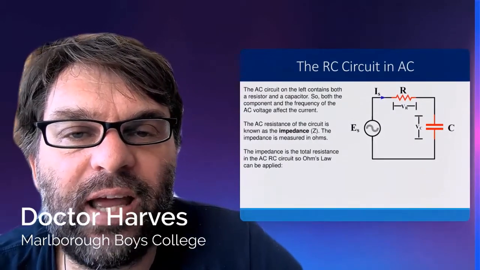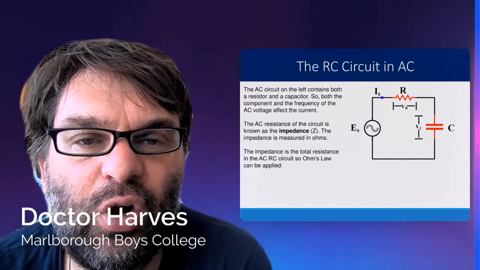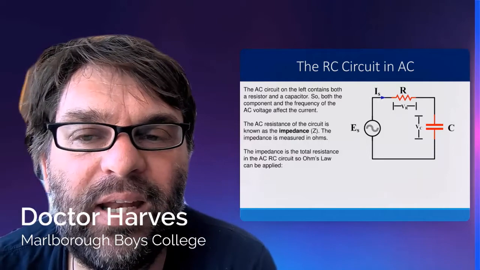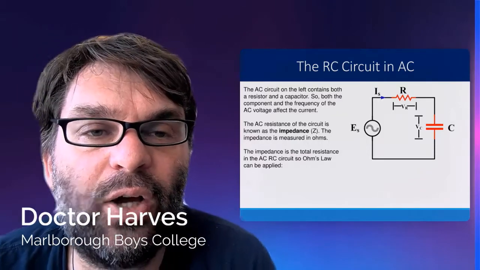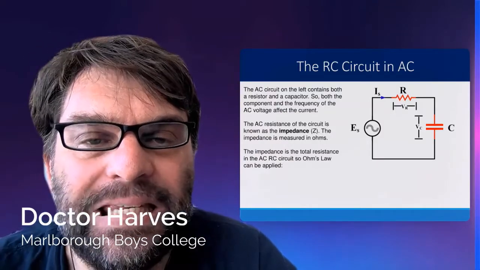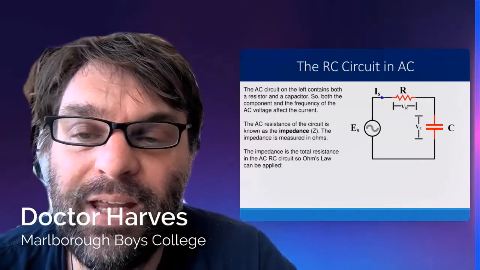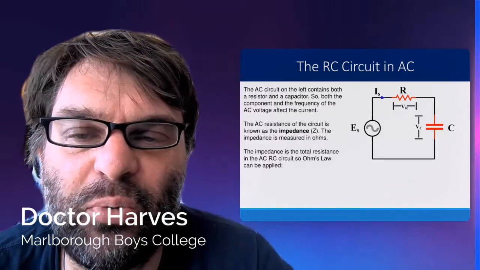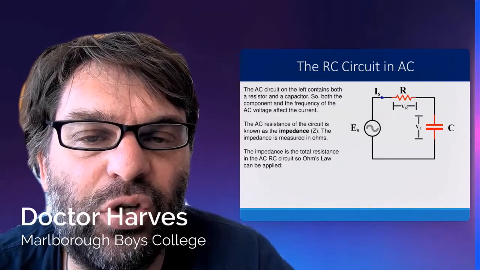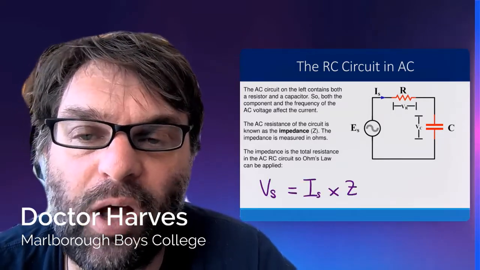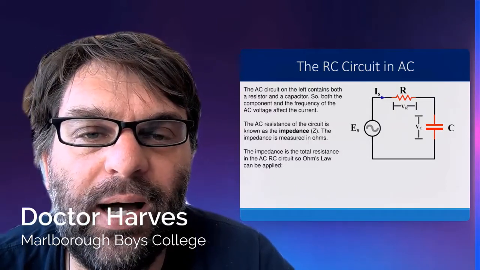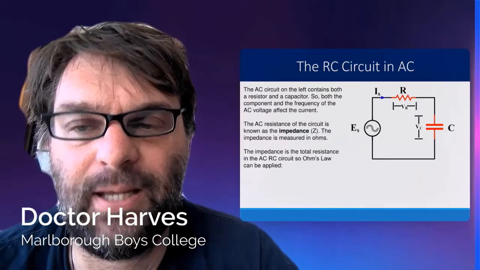So the RC circuit in AC, the AC circuit on the left, contains both a resistor and a capacitor. The resistor is not going to be affected by being in an AC circuit, but the capacitor will. So now you're going to have a total resistance, which is known as the impedance. It's also measured in ohms. It's not really a total resistance because the capacitor is not a resistor. But basically the impedance is the total resistance of an AC RC circuit. You can apply Ohm's law, so the supply voltage will essentially be equal to I times Z.